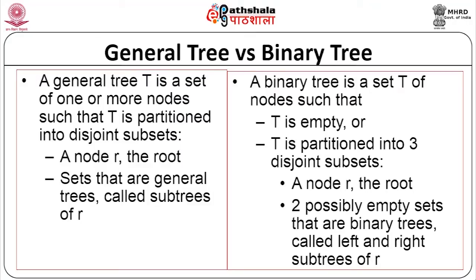A binary tree is a set T, again of nodes, that is partitioned. T can be empty, or T is partitioned into three disjoint subsets. One is the root, a specifically designated node called the root R, and two possibly empty sets that are binary trees, which are called the left and right subtree of R. So, a binary tree will have a root, a left subtree and a right subtree. It is not necessary that every subtree should have nodes, but it is defined that way.